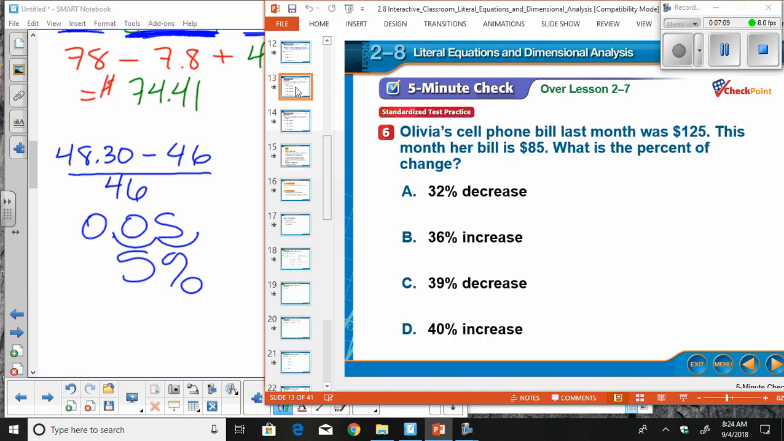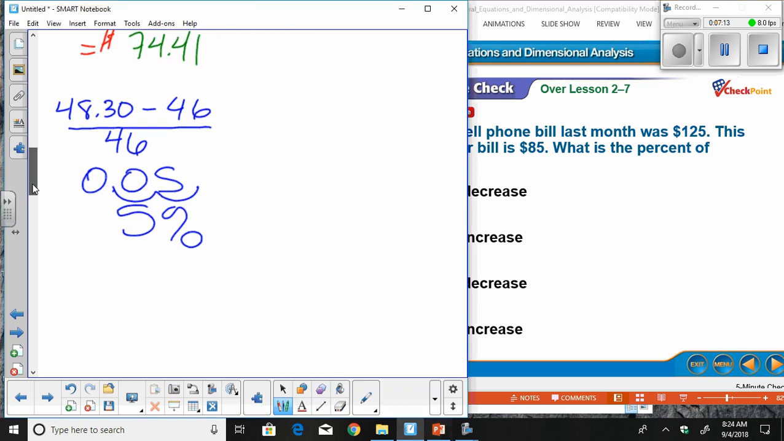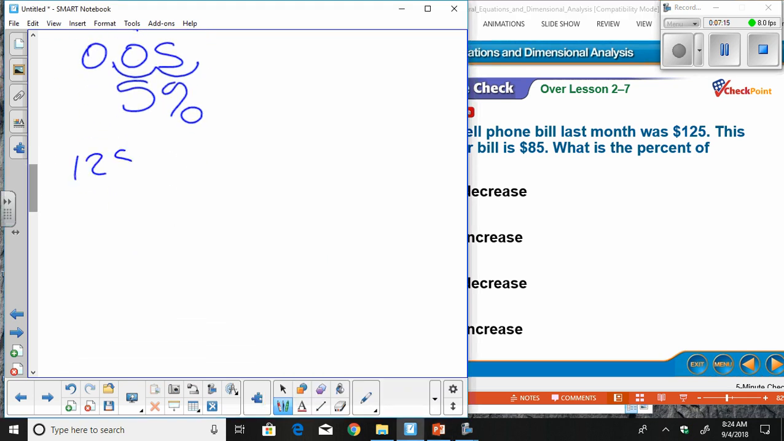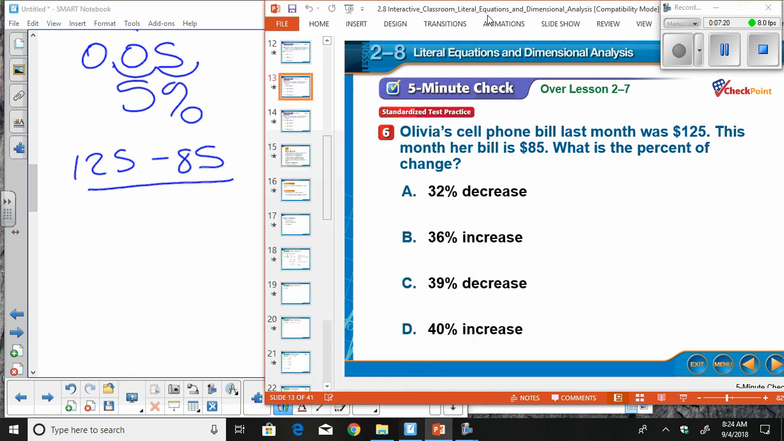Olivia's cell phone bill last month was $125. This month her bill is $85. What is the percent of change? So again, largest minus the smallest over the original.